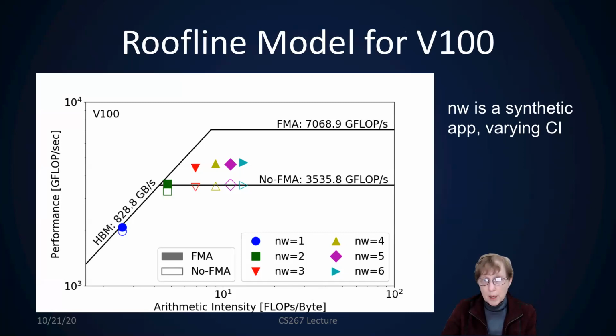And here's a roofline model that somebody at NERSC did, looking at a synthetic benchmark. This NW is really just measuring the amount of computational intensity. It's a synthetic benchmark that just has a loop and is doing more and more computation in that loop, depending on what this NW number is. And so you can see we can use this roofline model here. We've got the HBM memory bandwidth over here in the diagonal line, and we've got the two rooflines for fused multiply add and no fused multiply add, and then the computation being laid out on that as well.